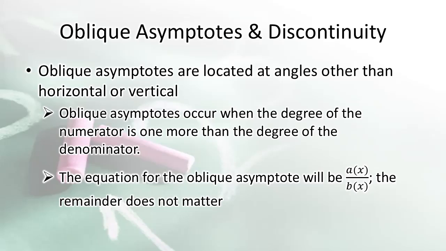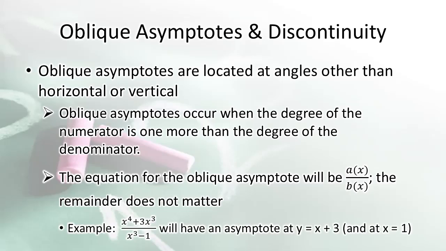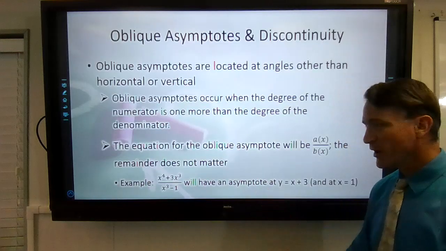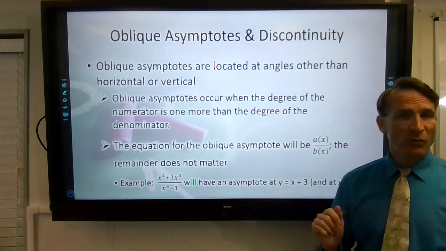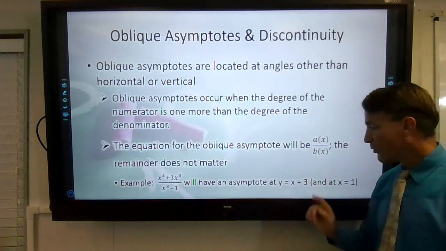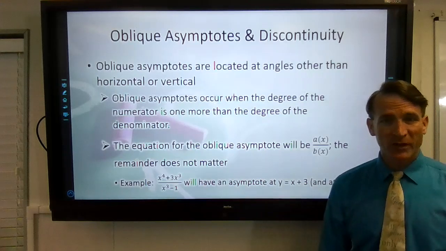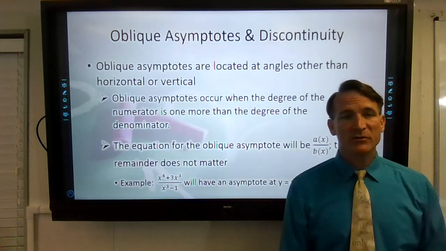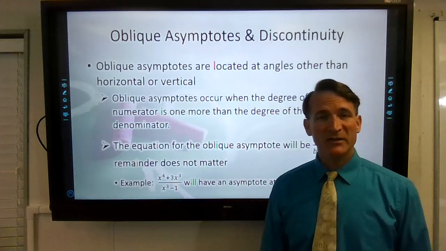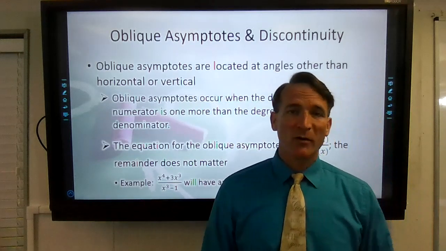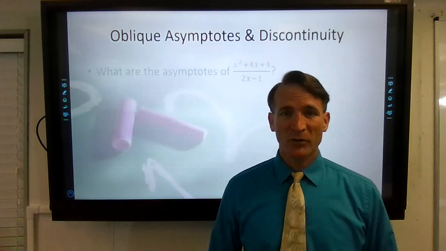So as an example, x to the fourth plus 3x cubed all over x cubed minus 1. The degree of my numerator is just one more than the degree of my denominator. And therefore, we will have an oblique asymptote. When I do that division, either through synthetic division or by long division, I'm going to get y is equal to x plus 3. And so I have an oblique asymptote where the equation is y equals x plus 3. If I were to draw that line using a dashed line, then that would tell me where my oblique asymptote is going to be located.